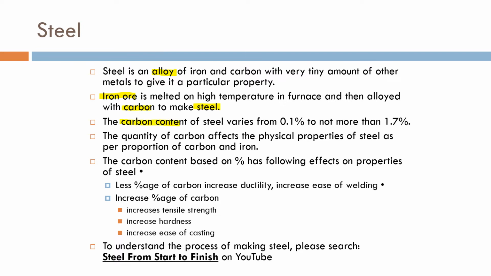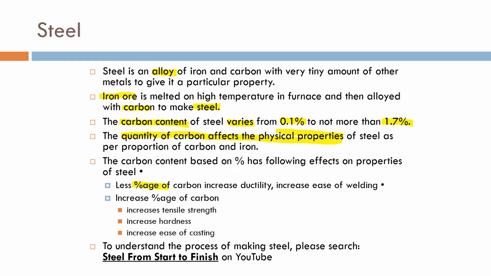The carbon content varies from 0.1% to not more than 1.7%. So there is a certain amount of carbon which is mixed with iron ore and other metals to create different kinds of steel. So the quantity of carbon affects the physical properties of steel as per proportion of the carbon and iron. So let's understand what less carbon does and what more carbon does.